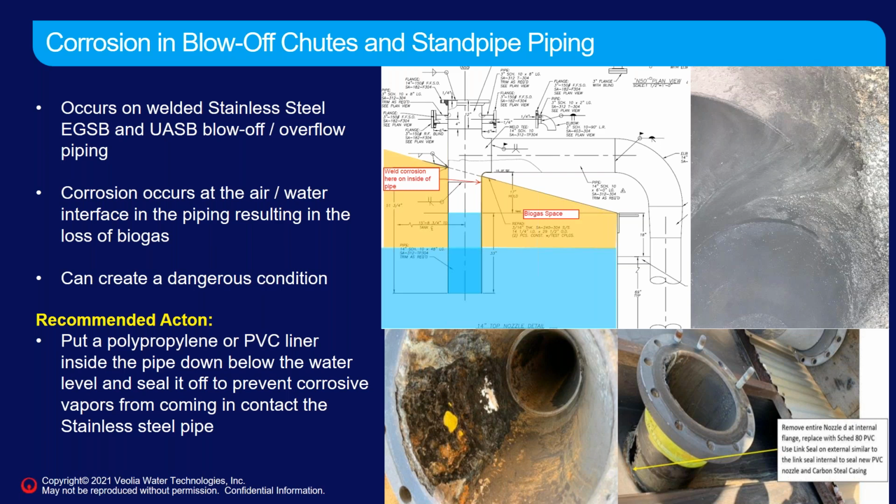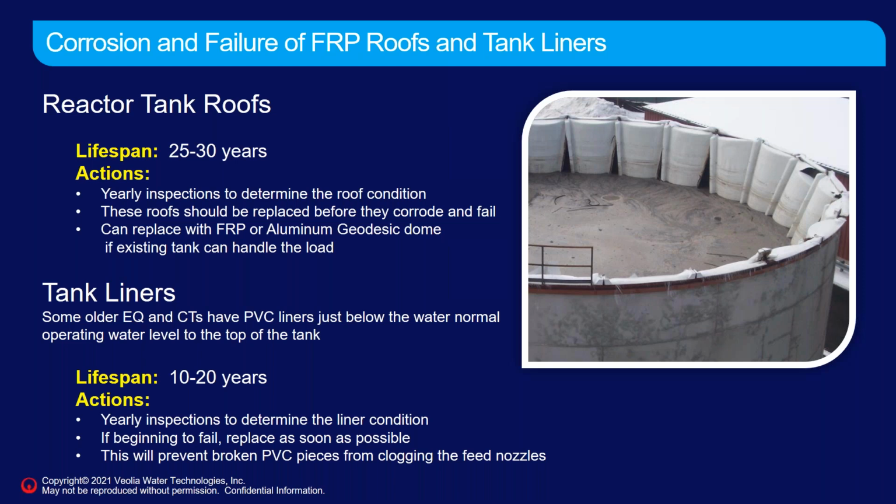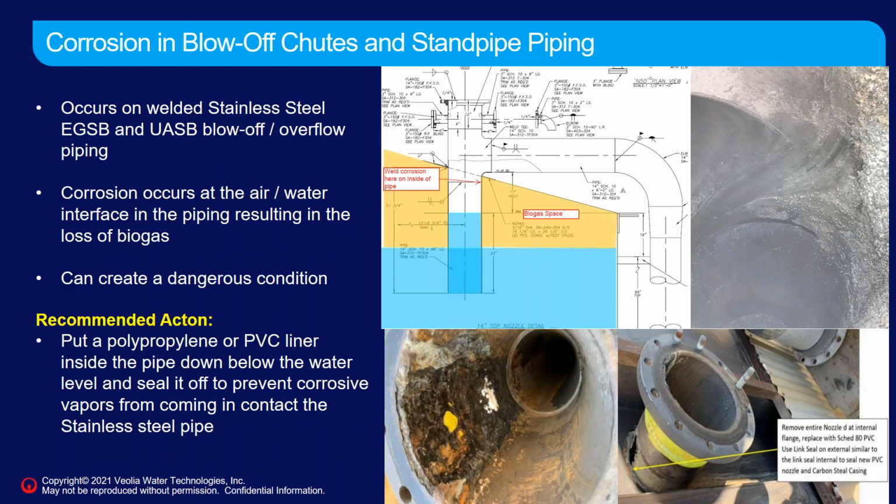So we've seen people put either polypropylene or PVC liner and shove it down inside that pipe and seal it off to isolate the stainless steel from the corrosive vapor space. The picture down below, if you go back one more, is an effluent pipe coming out of a digester, and the water was most likely flowing half full. So you had a vapor space in that pipe with water on the bottom, a corrosive vapor space above the water level that corroded the pipe.